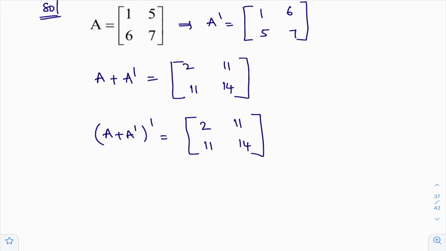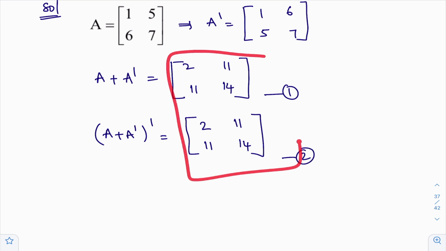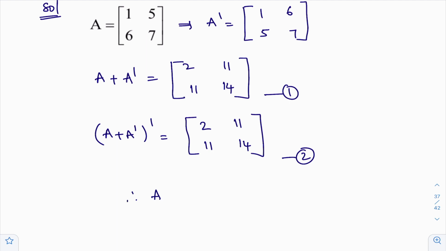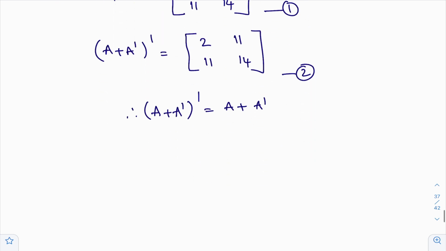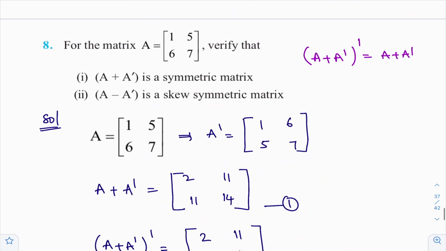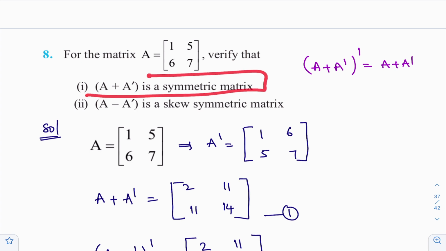See, what I'll do here, I'll take this as equation 1, take this as equation 2. You observe here, these two matrices are what? These two matrices are same. You see, 2, 11, 2, 11. 11, 14, 11, 14. So what you got here can be understood easily. Therefore, A plus A dash whole dash equal to A plus A dash. Therefore, what we can say? We can say that A plus A dash is a symmetric matrix. I hope you are understanding. So we proved that A plus A dash is a symmetric matrix.